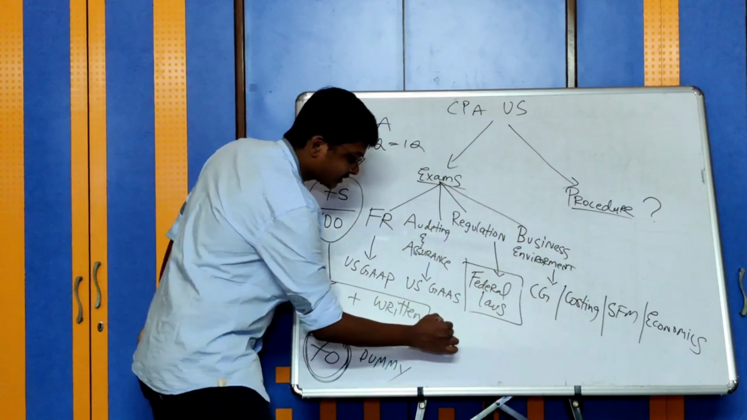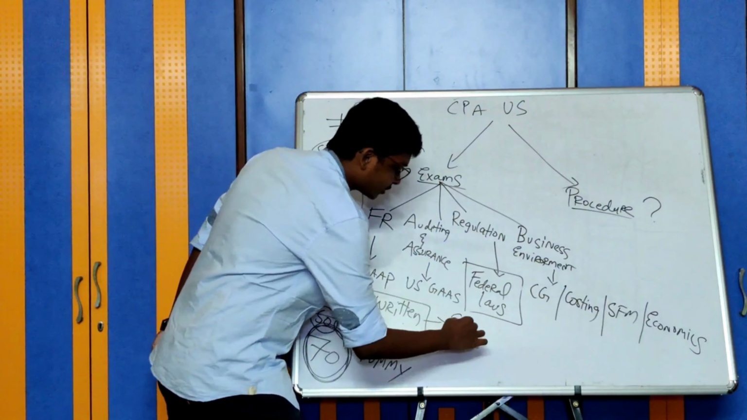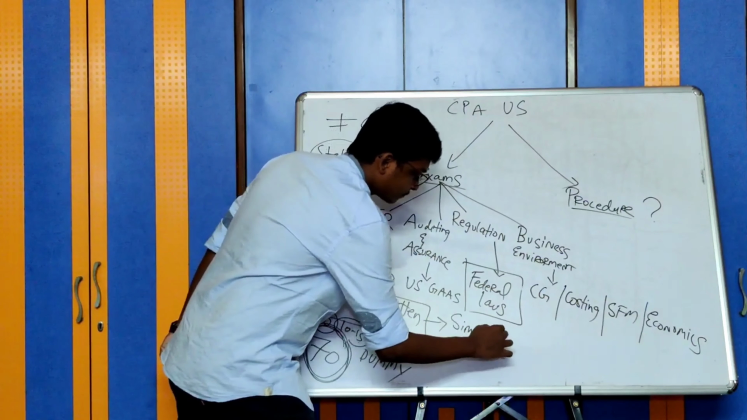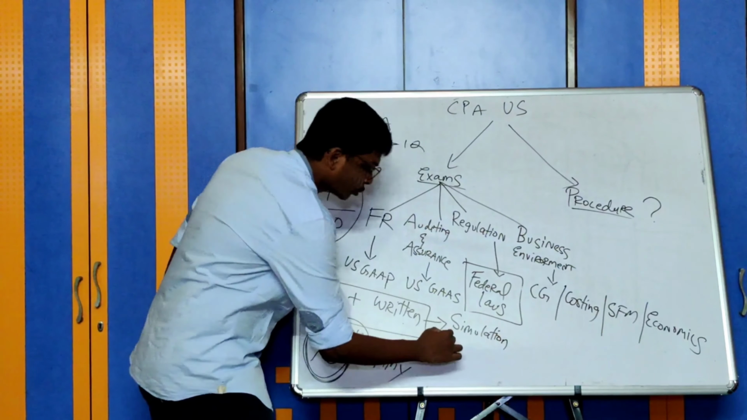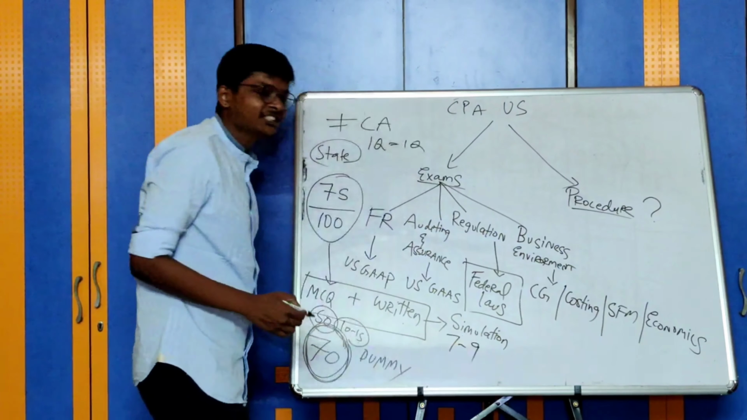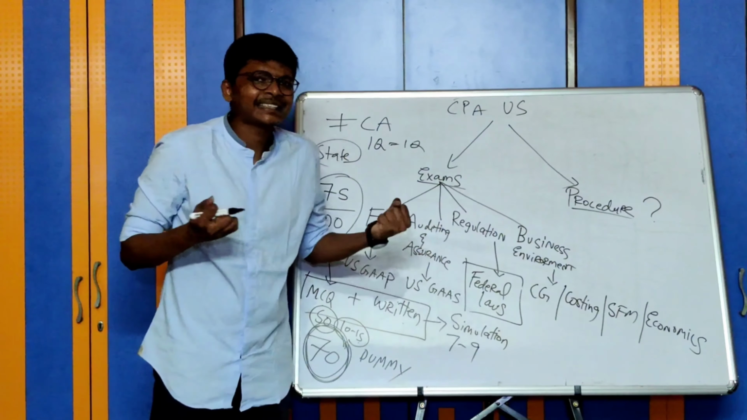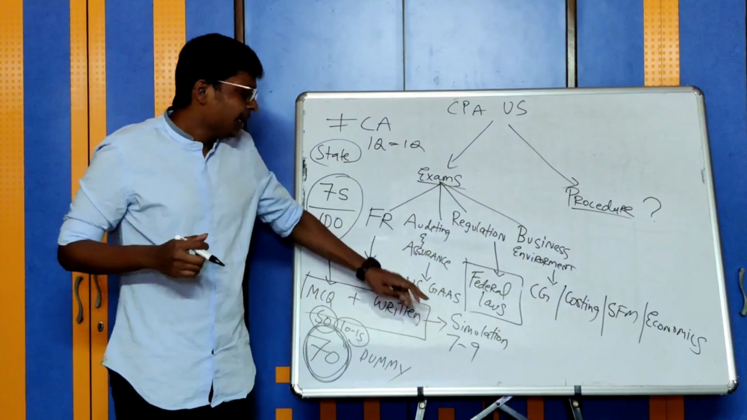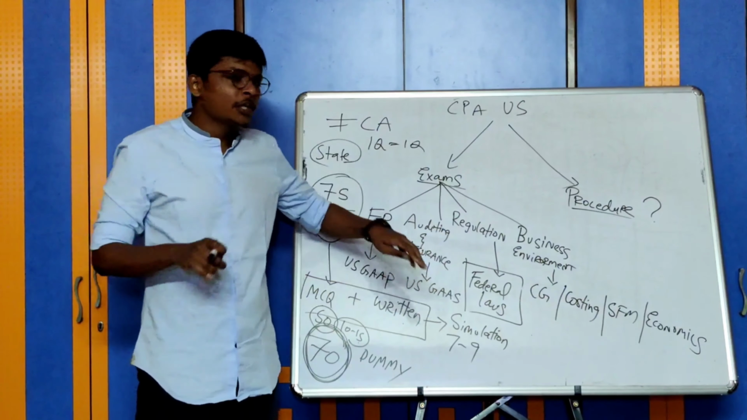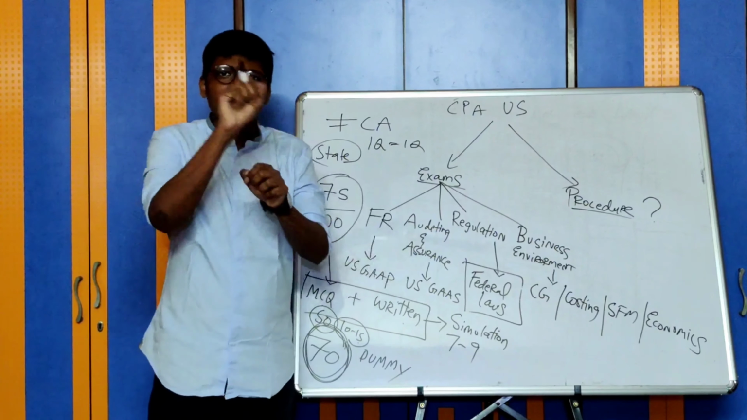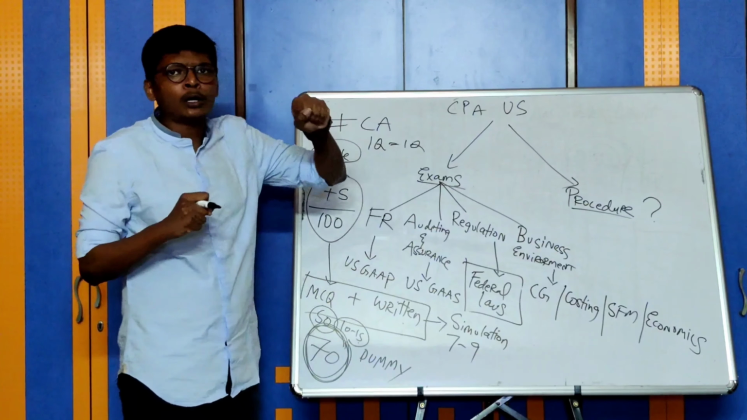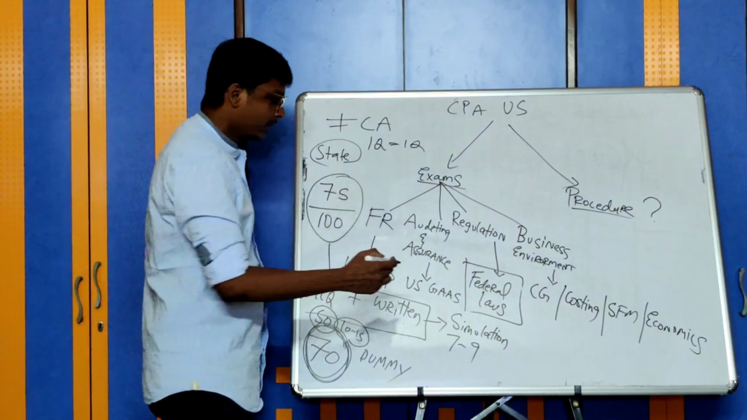Coming to written questions, they call them simulations. Again, they will give around 7 to 9 simulations that you have to answer. Simulation means a case study based question. It will be an online exam where you can use Excel, Word, etc. for your computation. The system will monitor whether there is any cheating or not.